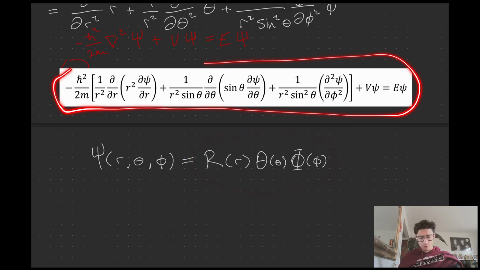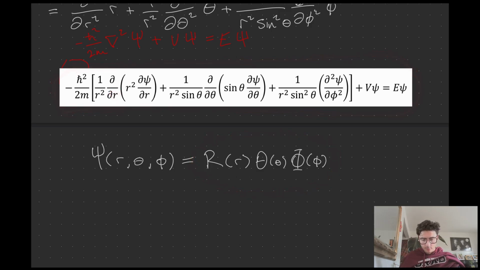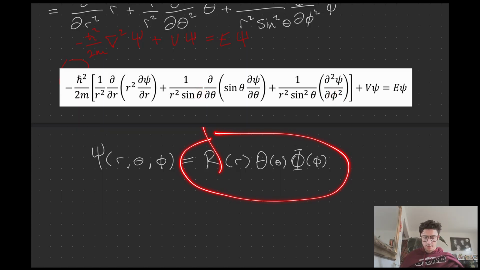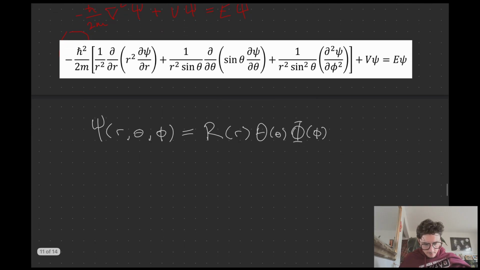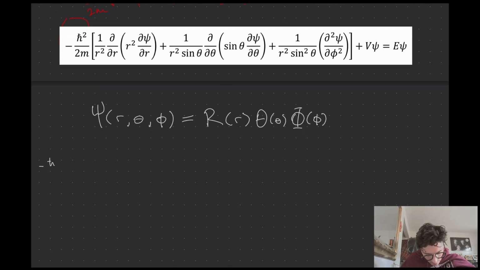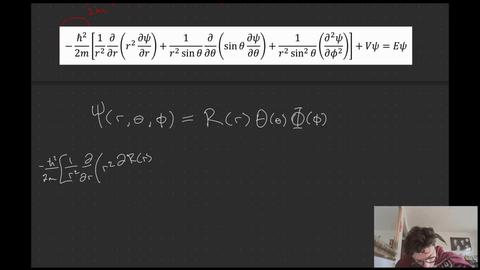So what can we do? Well, we have the differential equation here. We have the variables r, theta, and phi over here. And we have a guess. We're just going to plug this in, boom, and see what happens. Nice. So I have here, I'm going to write kind of small, 2m. Then here we have r squared, 1 over partial r, r squared, partial r of r, partial r.